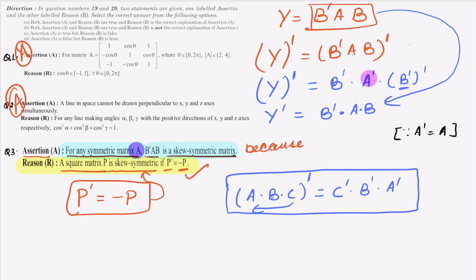Now compare original and final. So here what we got, transpose of Y is equals to Y. So this is symmetric matrix, not skew symmetric. So assertion is wrong. So assertion is false, but reason is true. So option D will be the answer.